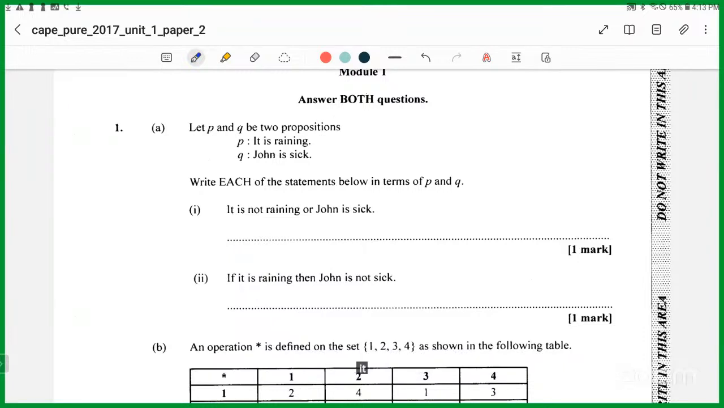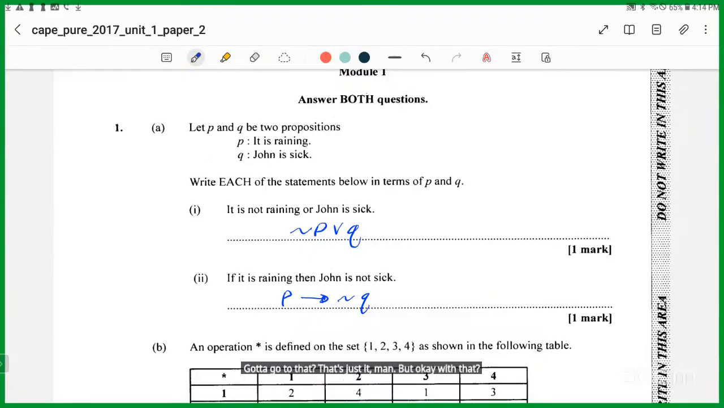Write each statement below in terms of P and Q. It is not raining or John is sick. So it is not raining is not P. This is the symbol for or. And John is sick is Q. That is it. Next one. If it is raining, then John is not sick. If is an if-then statement. So if it is raining, that's the P. Implies is an if-then statement. John is not sick, that's not Q. P implies not Q. That's a statement.